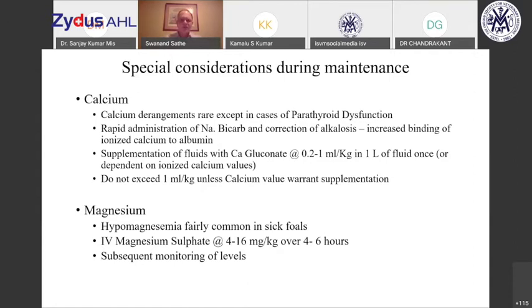Hypomagnesemia is fairly common in sick foals, and we can correct this deficit by administering magnesium sulfate at the rate of 4 to 16 milligram per kilogram over 4 to 6 hours, and then you need to monitor subsequent levels.